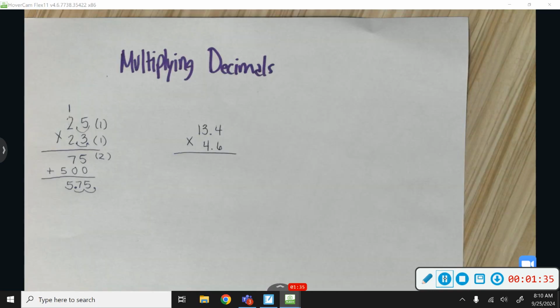Let's try another one. The most important thing that you need to know, you now have to line up your decimals. You line it up like you normally would a regular multiplication problem. Let's look at problem number 2. Again, multiply like you normally would.